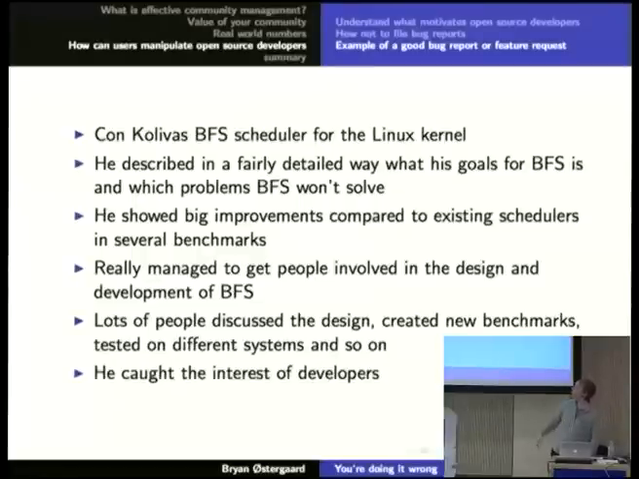An example of a really good kind of bug report is Con Kolivas a few years back. He returned to scheduler development for the kernel, and he created this new BFS scheduler that he thought was really, really good. So he writes to the Linux kernel mailing list, describes it in great detail, backs it up with a few benchmarks that he's made on different systems, and it looks really, really nice, and it performs a lot better than the existing schedulers.